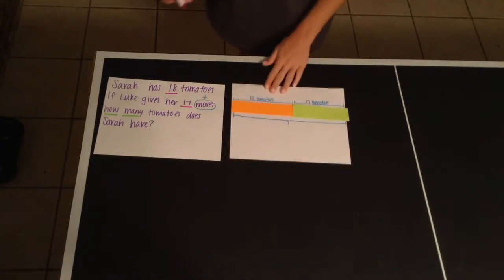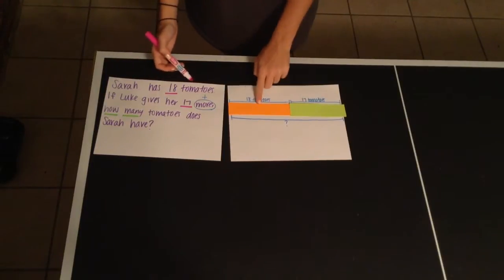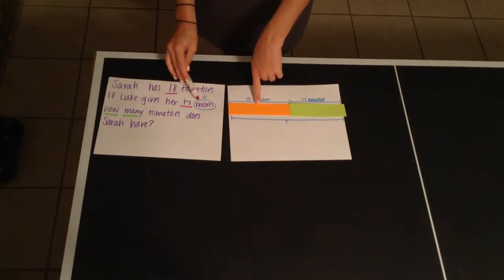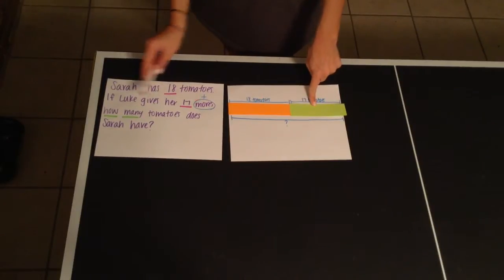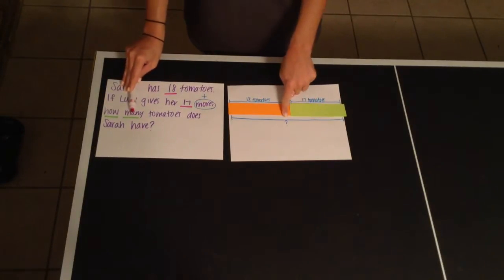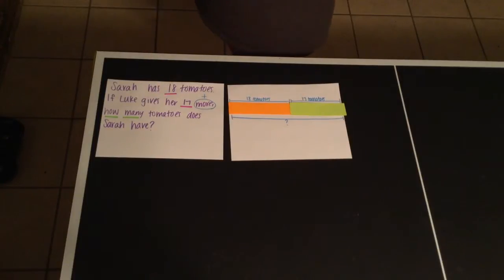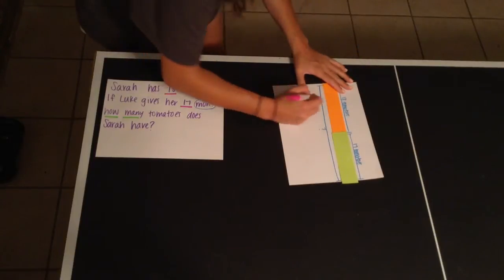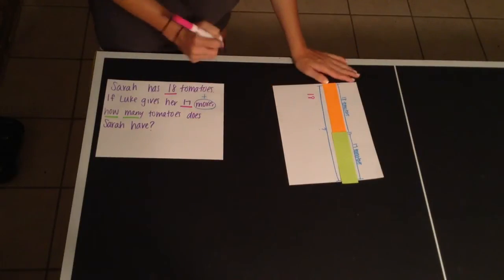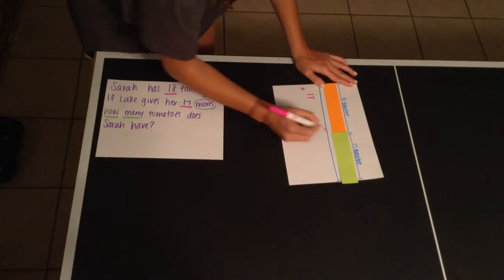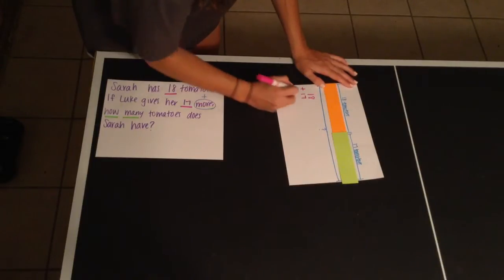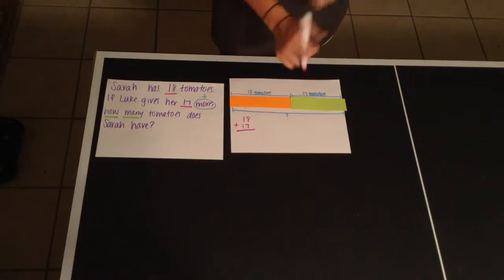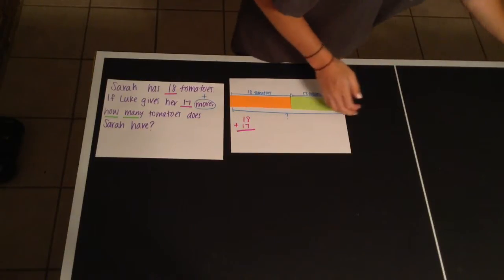So now if we go back to our problem, Sarah has 18 tomatoes. Our 18 tomatoes is represented by our orange strip. And if Luke gives her 17 more, which is our green strip, how many, which is our question mark, tomatoes does Sarah have? Now this is going to be an addition problem. So we see 18 tomatoes that Sarah already had plus the 17 that Luke gives her gives us an addition problem.